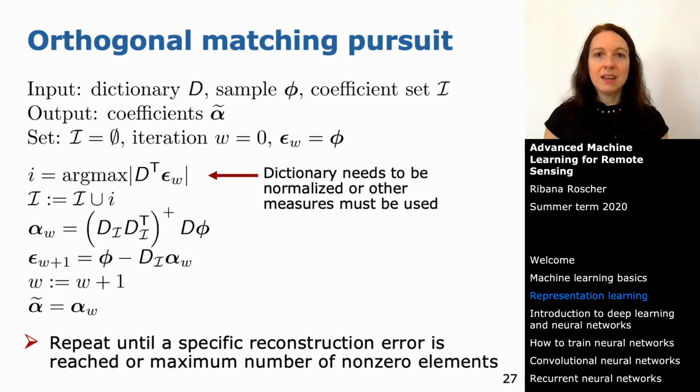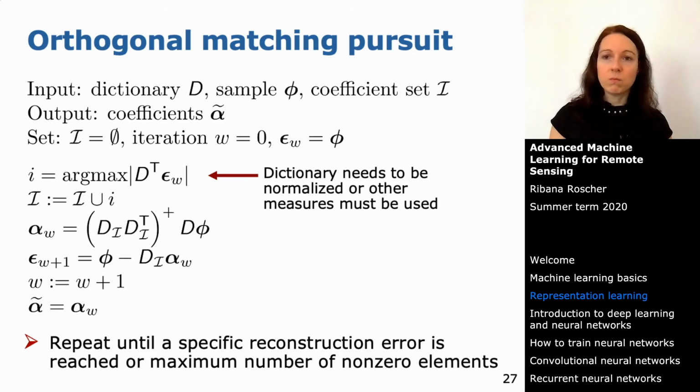What it does is nothing else. It chooses the dictionary element which captures most of the signal. So this algorithm always tries to reconstruct as good and as fast as possible. In the beginning, when you compute the scalar product, this is exactly the correlation coefficient. So you end up with the best suited element for the coefficient set, and you put it in the coefficient set, and then you compute your activation vector.